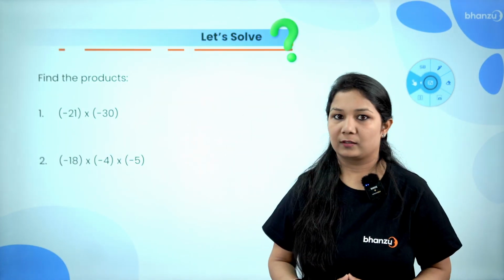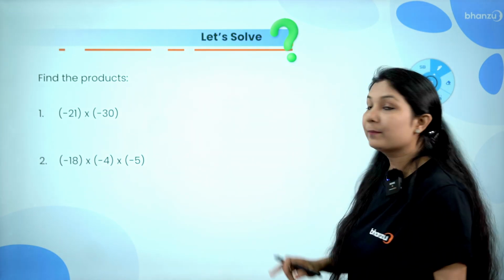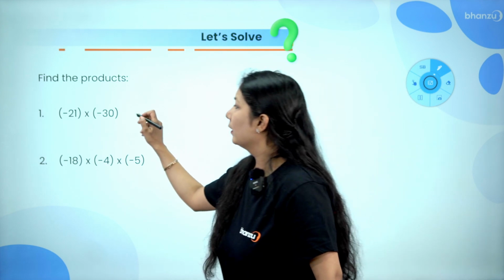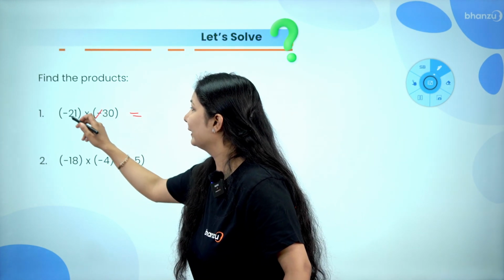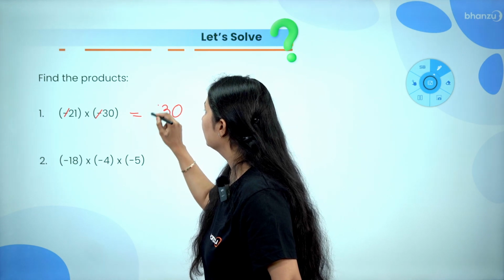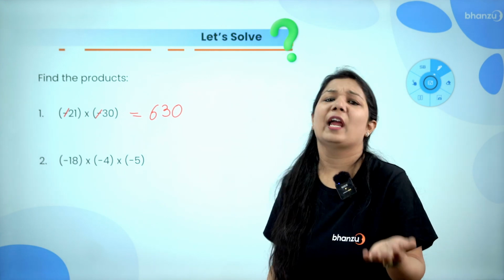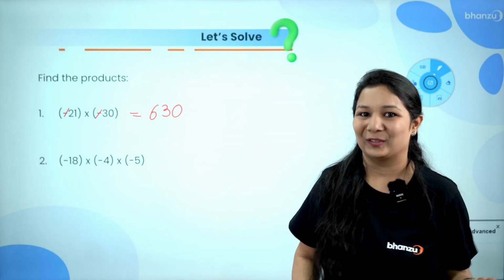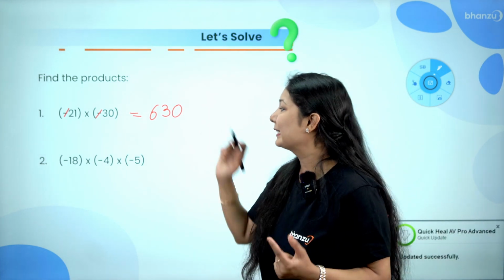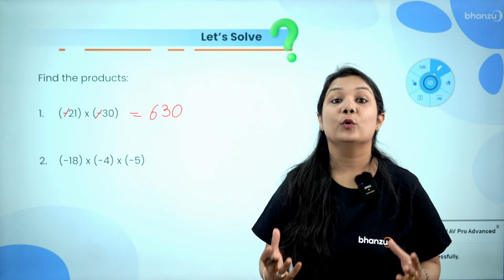Find the products. First thing, let's see, do they have the same signs? Yes, ma'am. So over here in the first one, cancel out minus minus, what do we get? We get the answer as 630. You can copy the 0 and 21 multiplied by 3. I know everybody can do it on their own, right? So it's plus 630.